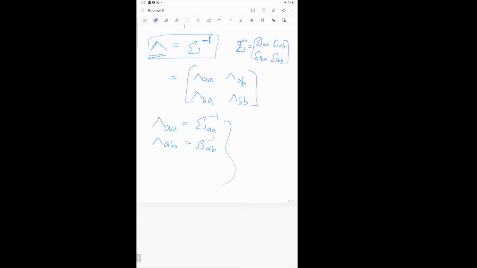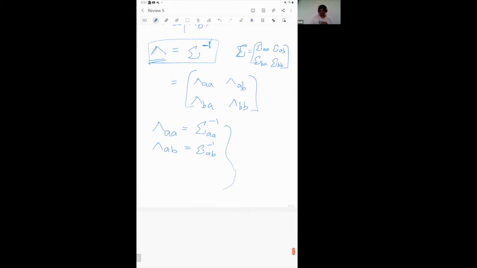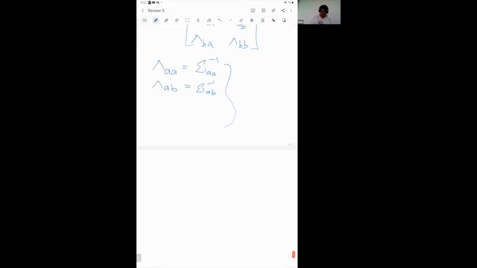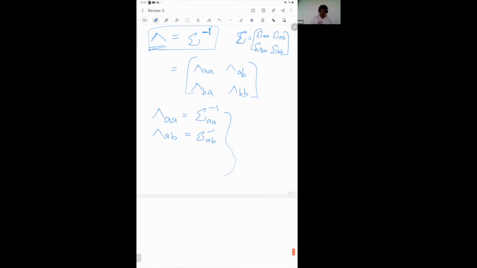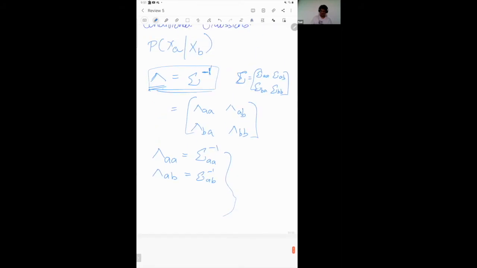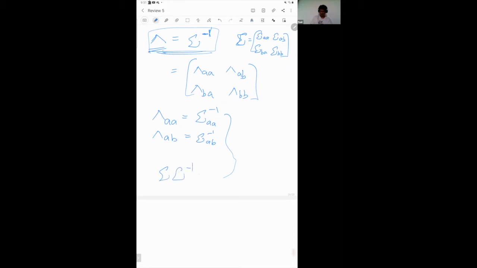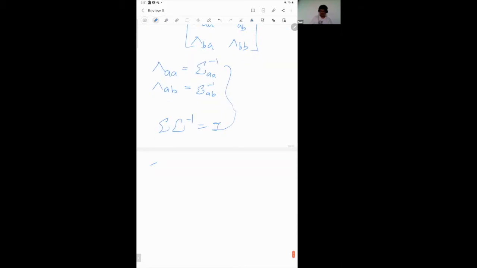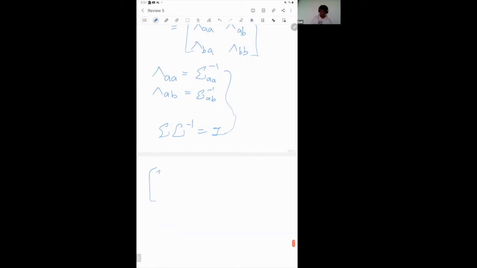Yeah, so you are true. One way to show that would be simply, if I write it in this way, and I know this, then I would want sigma inverse to be I, and I know sigma is sigma AA, sigma AB, sigma BA, sigma BB, and sigma inverse is mu AA inverse, mu AB inverse, mu BA inverse, and mu BB inverse.